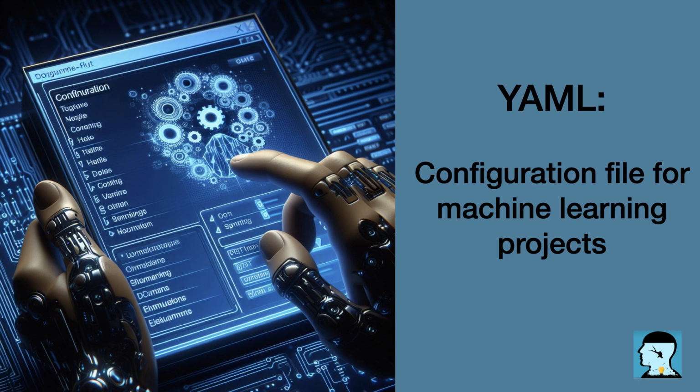Configuration files can also be used to define the parameters of a machine learning model. For example, a machine learning model that is used to classify images may need to use certain parameters to determine how to classify the images. In such a case, the configuration file can be used to specify the values of these parameters.